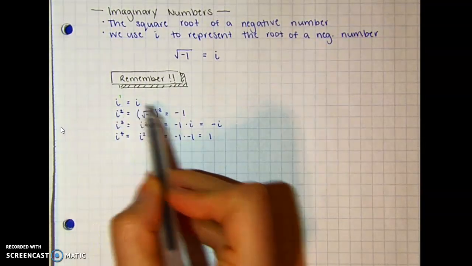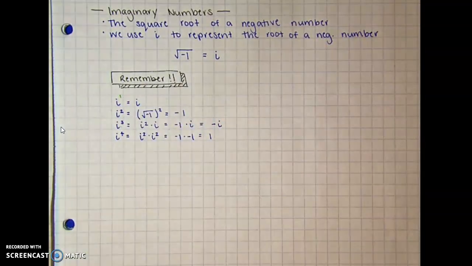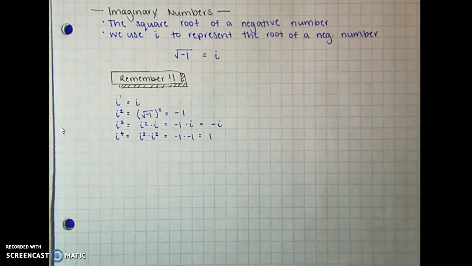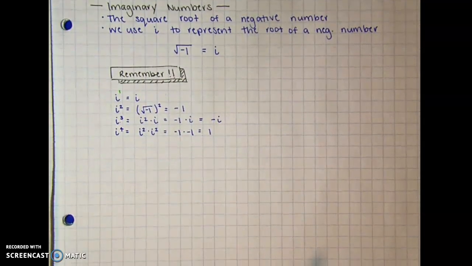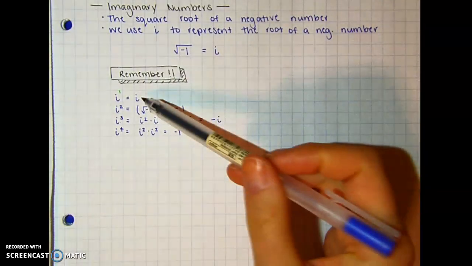So you really want to remember these four: i, i squared, i cubed, and i to the fourth. Now you could always solve for it. I mean, we just solved for it. It did not take that long. So when in doubt, you could solve. But you should be working with this enough to know all of them.